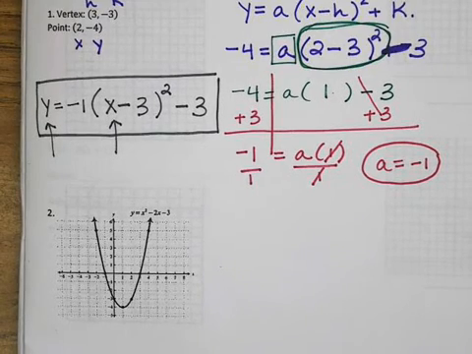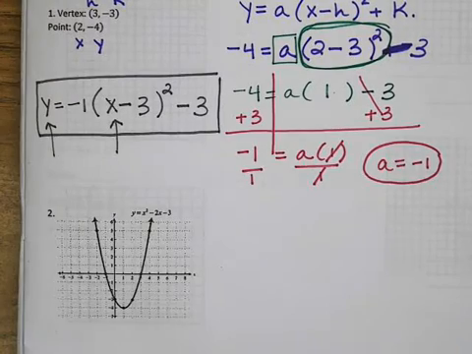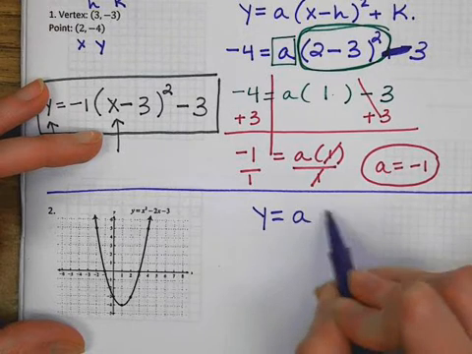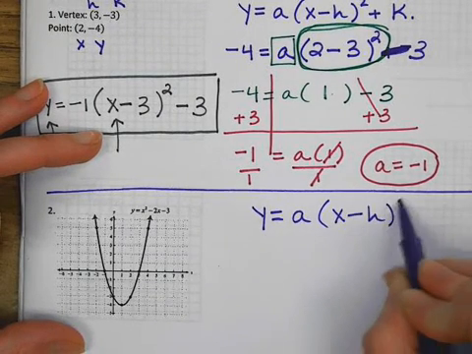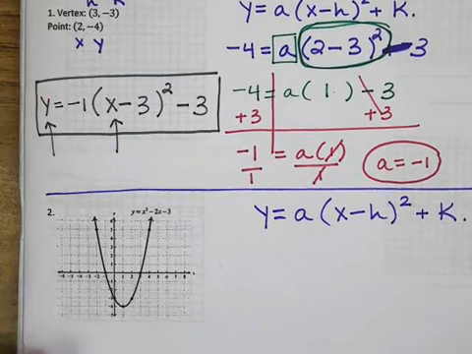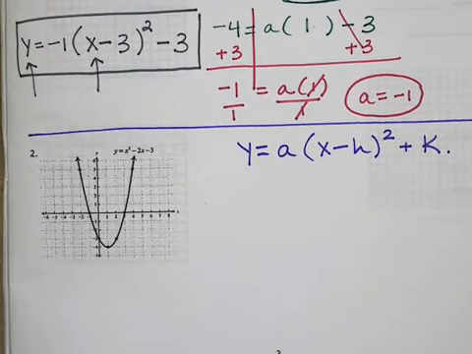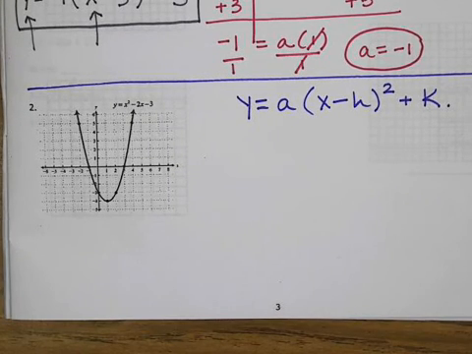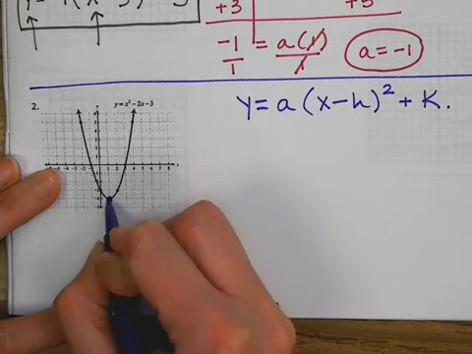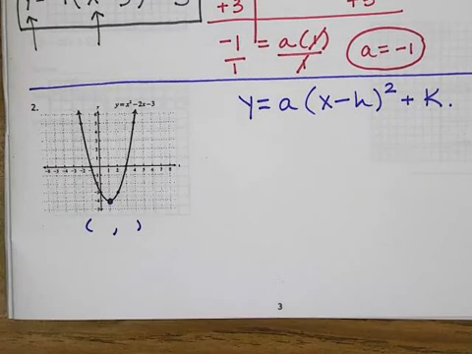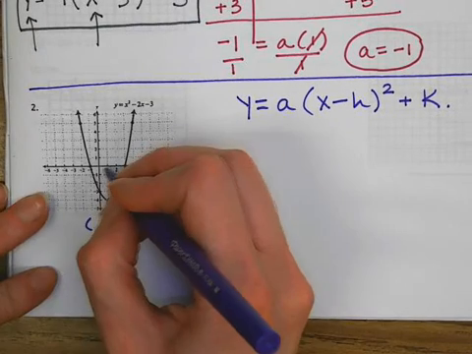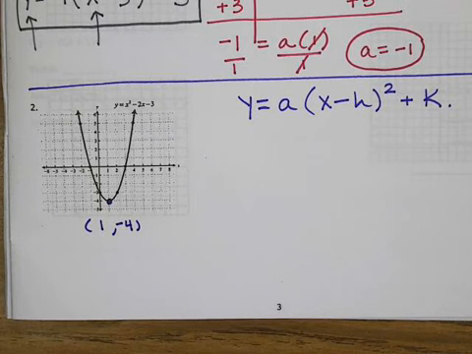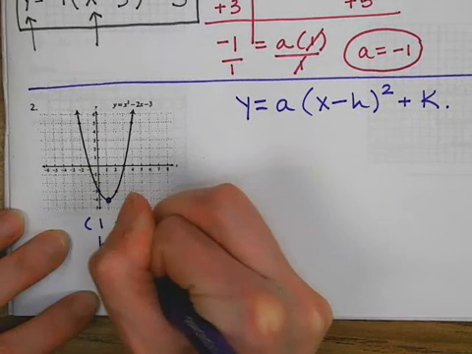Let's try one more. Okay, so number 2, can we start by writing the model? So you know the model now, y equals a times x minus h squared plus k. Always start by writing the model. Okay, let's figure out what we have to plug in. So let's find the ordered pair of the vertex first. What's the ordered pair of the vertex? It's 1 comma negative 4. Okay, so that's the vertex. That's your h comma k.